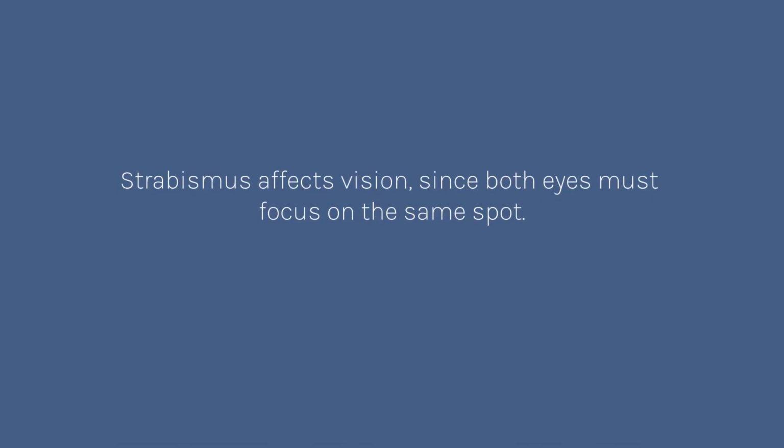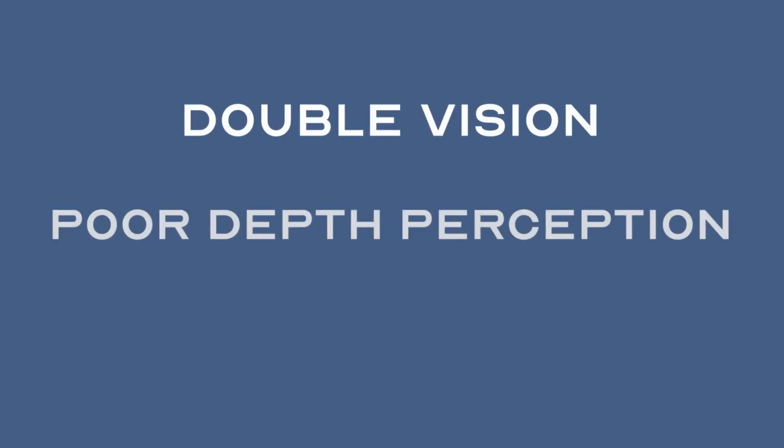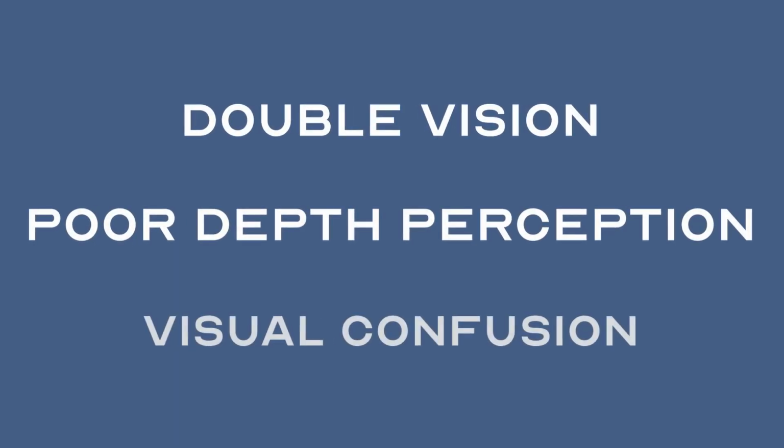Strabismus affects vision, since both eyes must aim at the same spot together to see properly. When a person has strabismus, they may experience double vision, poor depth perception, or visual confusion. There are 6 eye muscles which surround the eye.